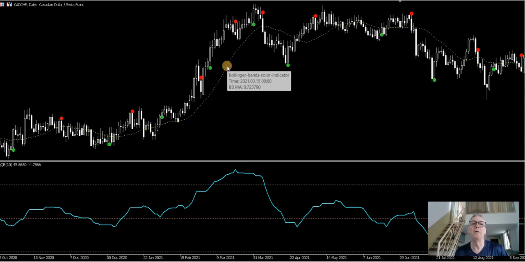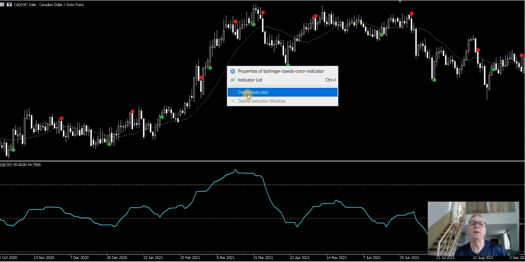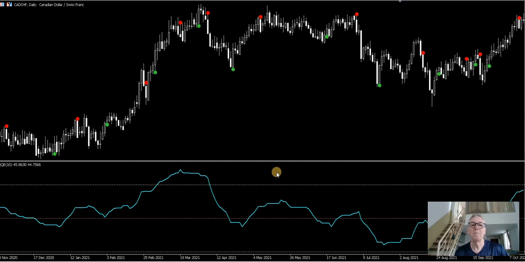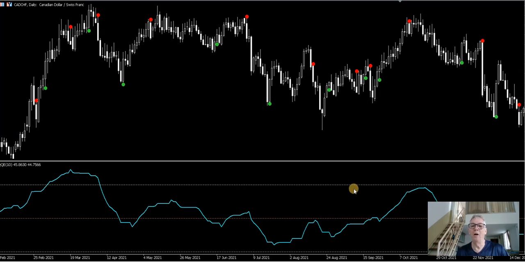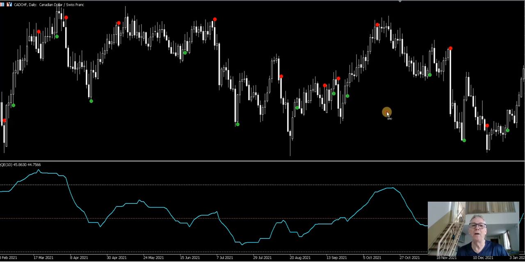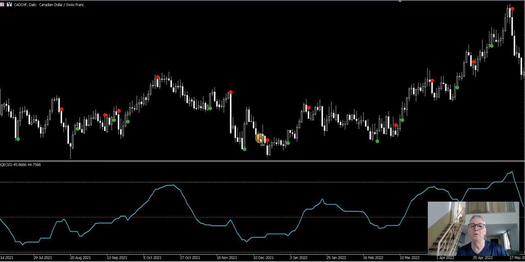So I can probably get rid of this. I'll delete that. Don't need that. I don't want to distract you. I just want to strip the chart down so I can show you exactly what we're doing here. So we're looking for overbought, oversold. Again, they're few and far between, especially on these slow moving pairs.